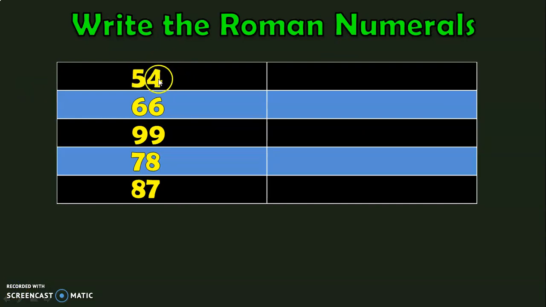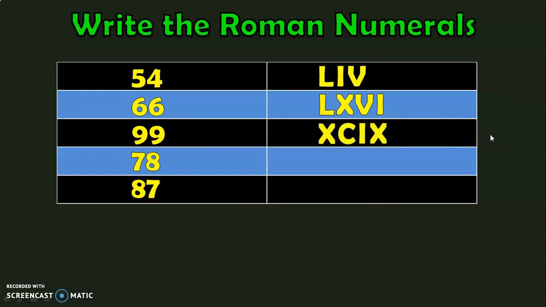The first number, 54, it is 50, which is L, plus 4, 54. For 66, it is 50 plus 10, 60 plus 6. VI is 6, so 66. For 99, it is XC, 90 plus 9, 99. For 78, it is 50 plus 10, 60 plus 10, 70 plus 8, 78.